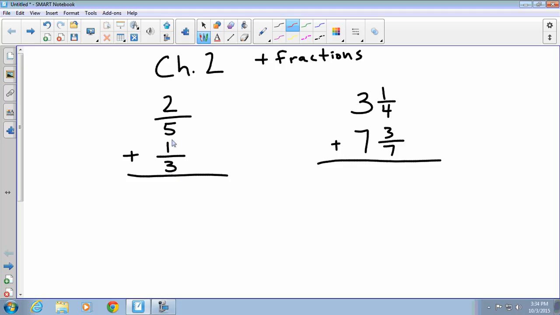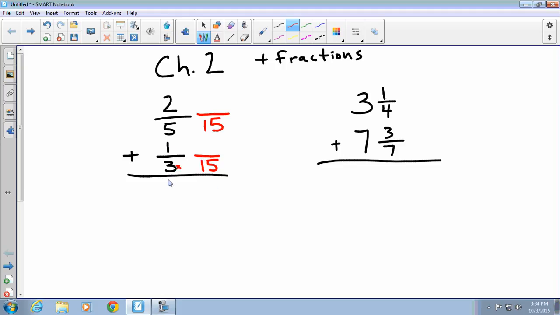Notice the fractions are stacked on top of each other. The first thing we need to do is find that common denominator. We have to find when 5 and 3 are going to land on the same number. So that's the least common multiple of 5 and 3. In this case, the least common denominator would be 15. 5 times 3 gets us to 15.